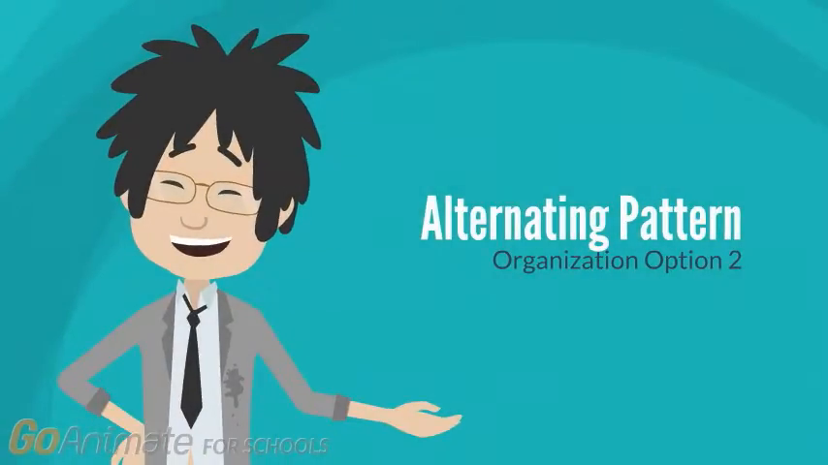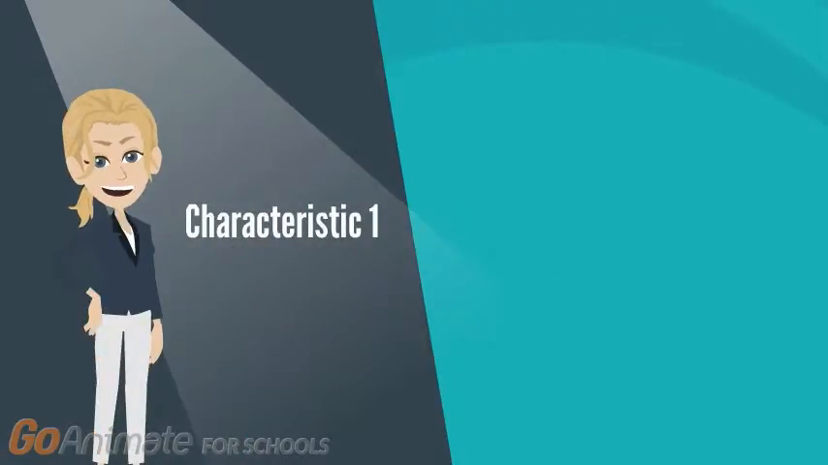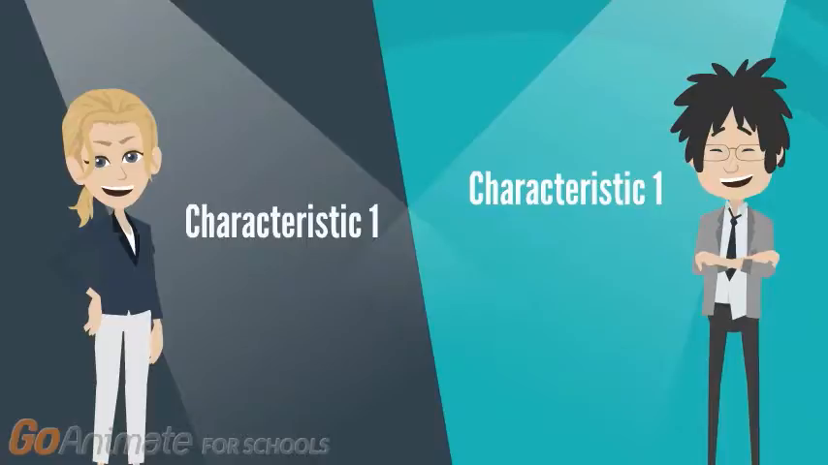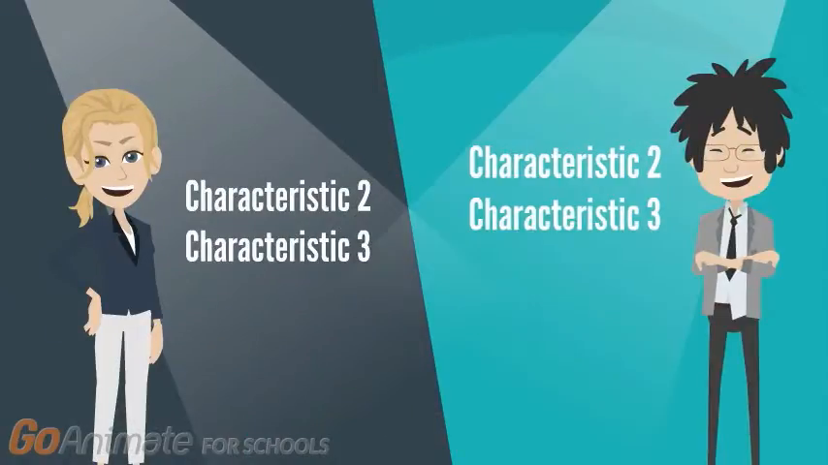Welcome back. Let's take a look at the alternating pattern. This is our second basic organizational method, and the writer structures his essay differently than in the block pattern. He discusses one characteristic of the first subject and then a corresponding characteristic of the second subject. He continues alternating the two subjects until the comparison-contrast is complete and both subjects are fully revealed.